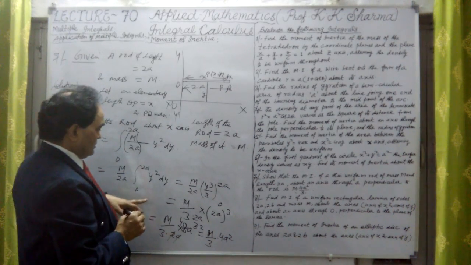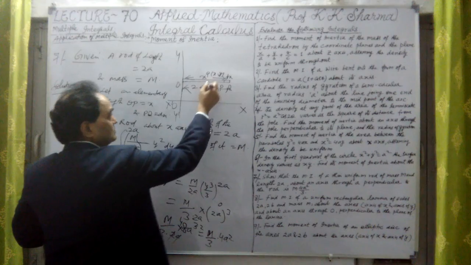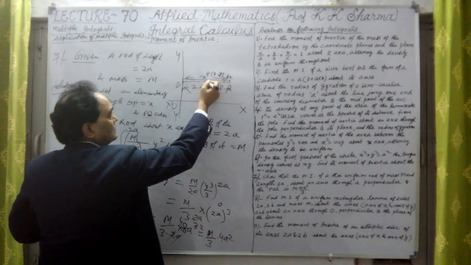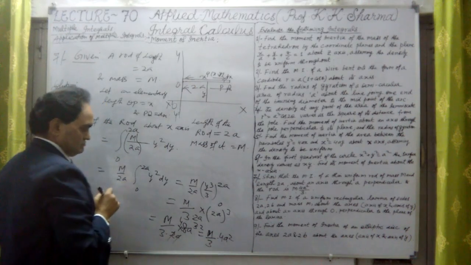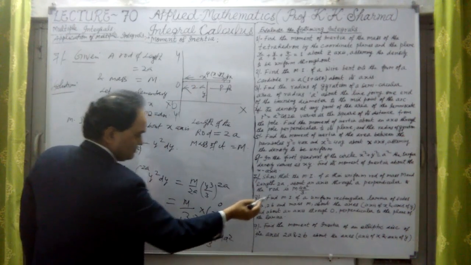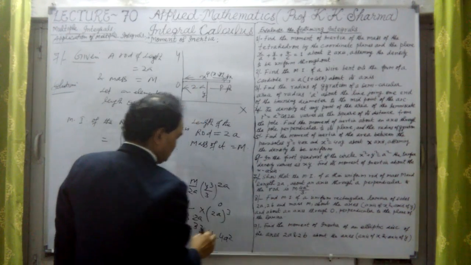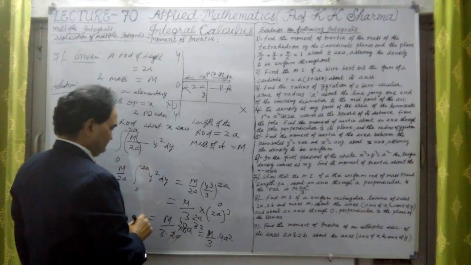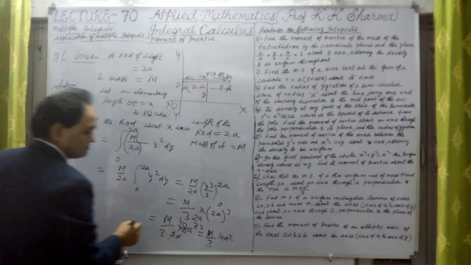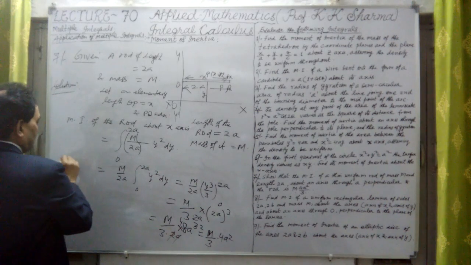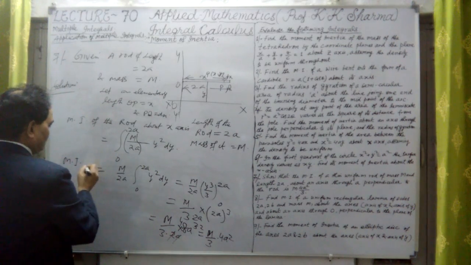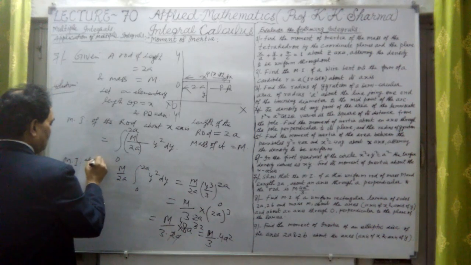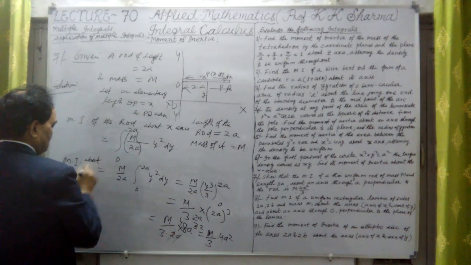Okay, so this is the perpendicular length. Now, if I have to take the limits about the y-axis, this is 2b, about the rod. This is m into 4a square upon 3. This is the moment of inertia, MI, about the x-axis.